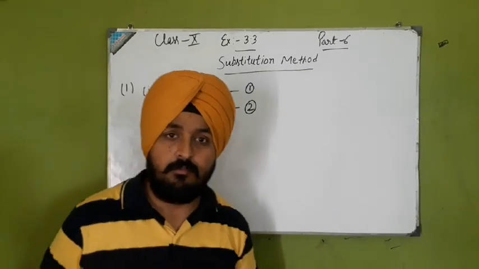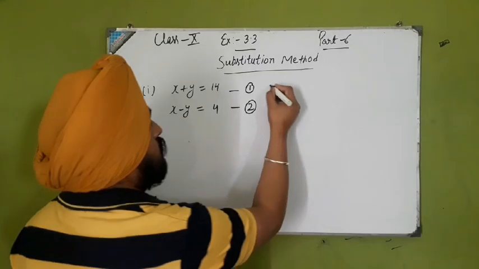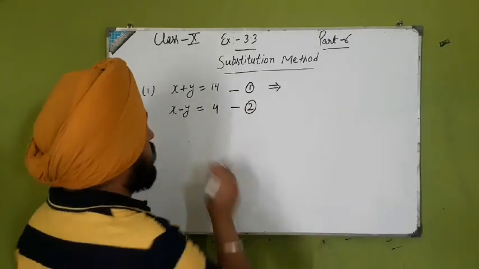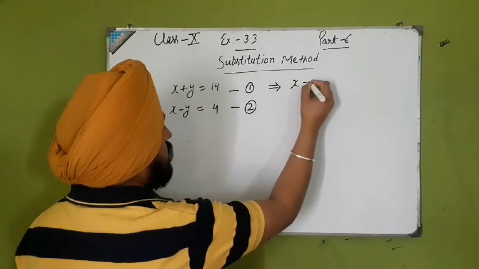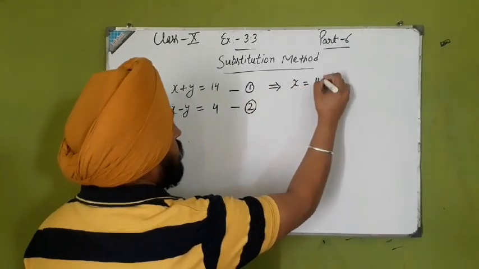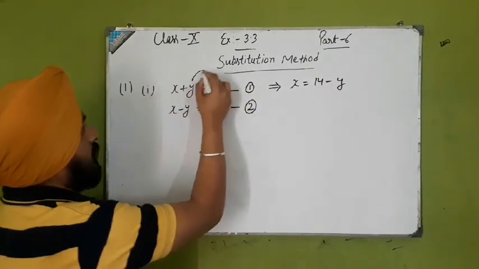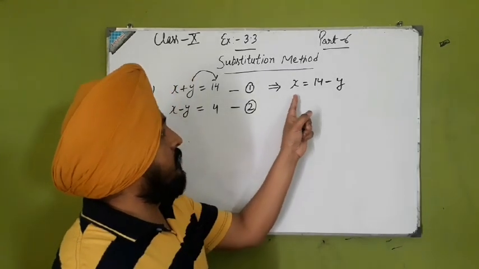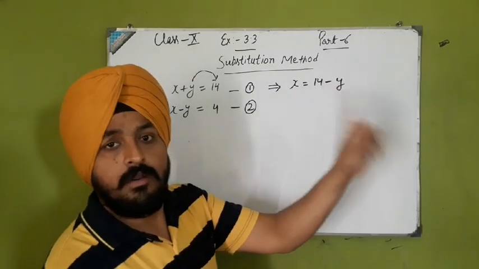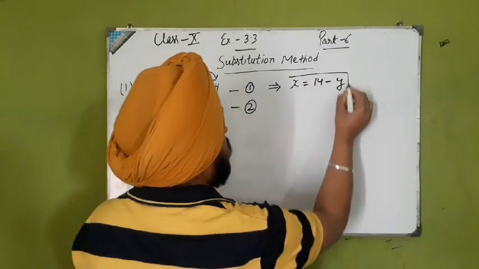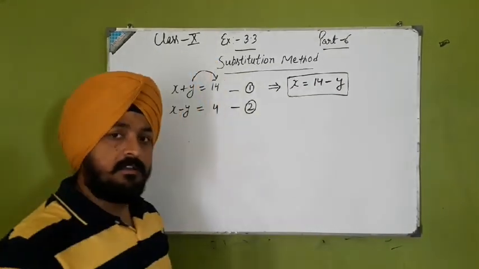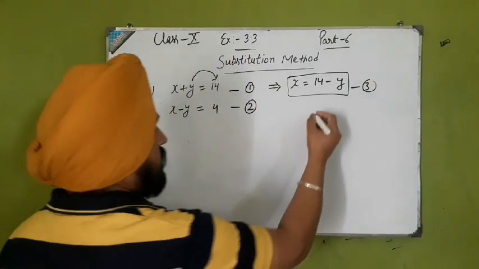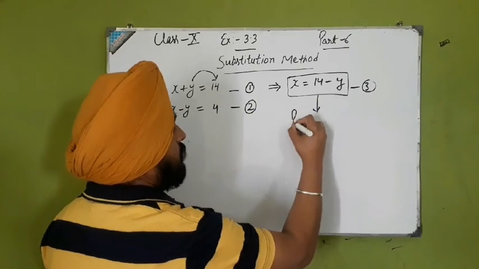In this method you have to keep in mind, you have to find the value of any one variable, x or y. Suppose I am writing the value of x is equal to 14 minus y. You have to write this y on the right hand side, which means you have to find the value of one variable in the form of another variable. This value of x is equal to 14 minus y. Let it be equation number 3. Understood?